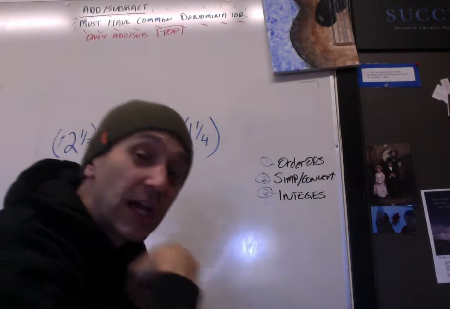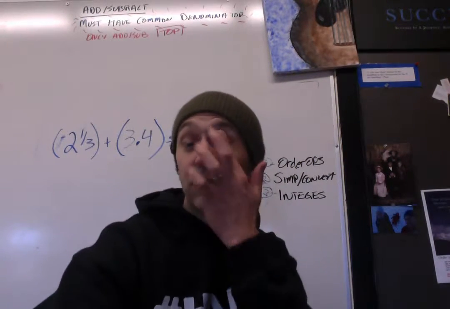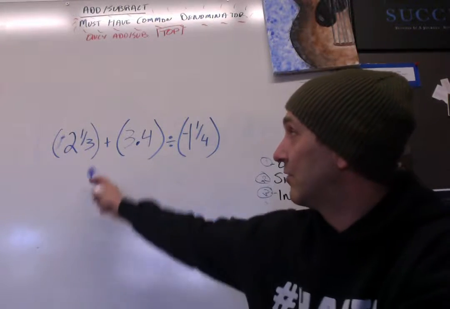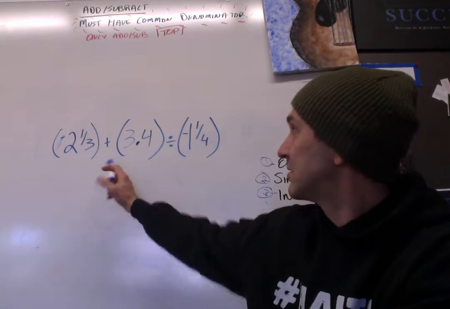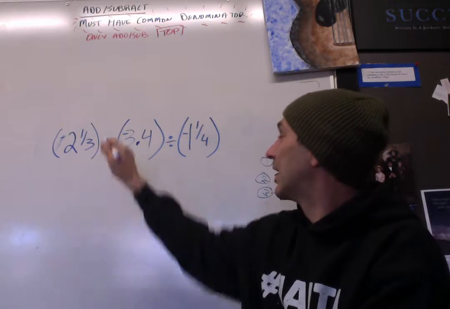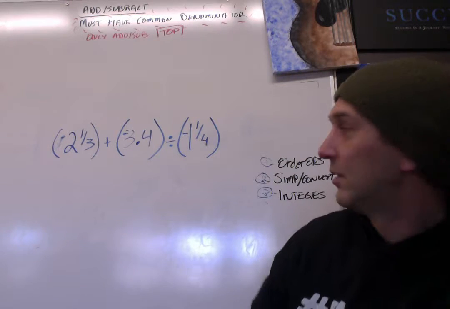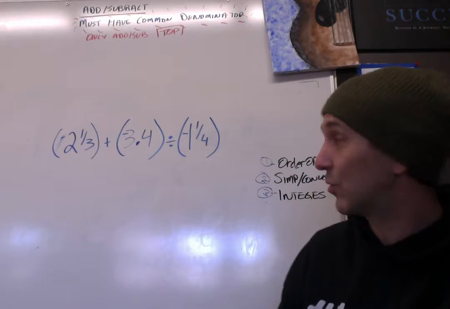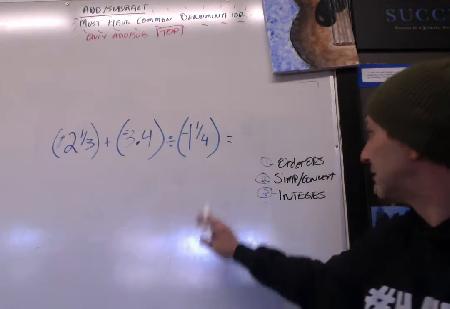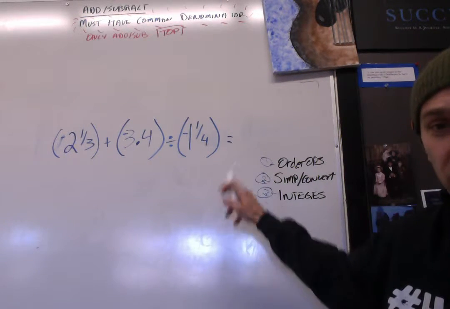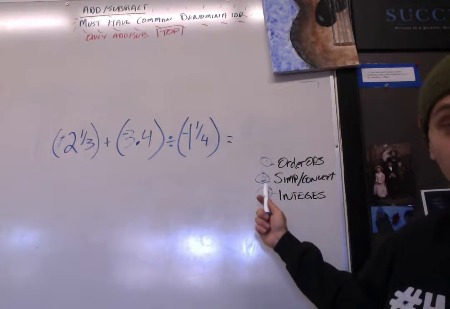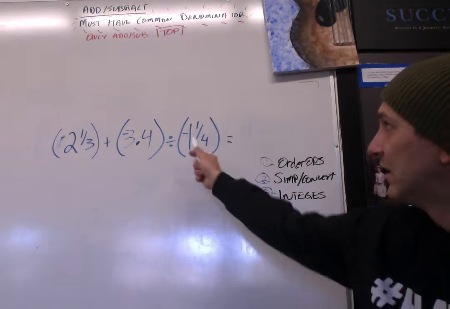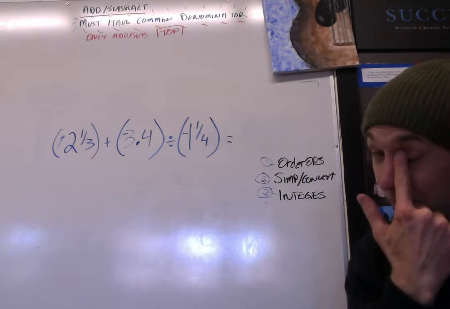If you want a little challenge to see how many steps each one of these rational number problems take, write this down. Negative 2 1/3 plus negative 3.4 divided by negative 1 1/4. What does that equal? Remember your steps. Order of ops tells you which two numbers you're working on. Next, simplify or convert so you can actually do the algorithm. Number 3, check your integer laws to make sure you have the right sign.